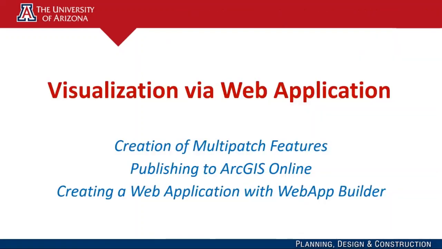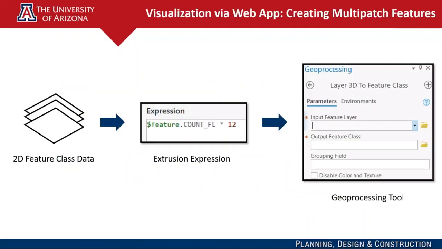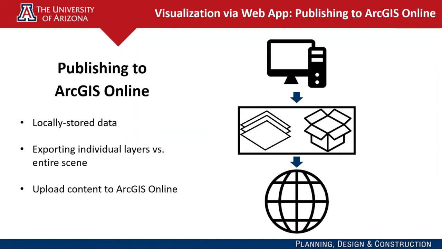So finally, I'm just going to go really quickly through our web application, or through how you could create a web application. Basically all you have to do is get your 2D feature class data into multi-patch data, which is a requirement for being ingested in an ArcGIS Online web scene, which you do by extruding and then running through a geoprocessing tool. And then you publish that into ArcGIS Online. So you take your locally stored data and you can export either individual layers or the entire scene layer package as an item. And then you upload that content to ArcGIS Online as you would any other layer.